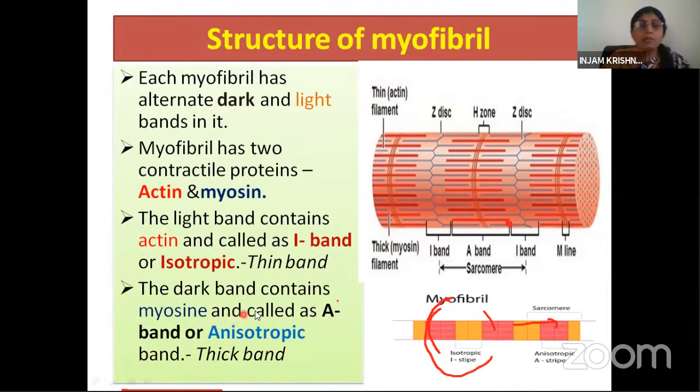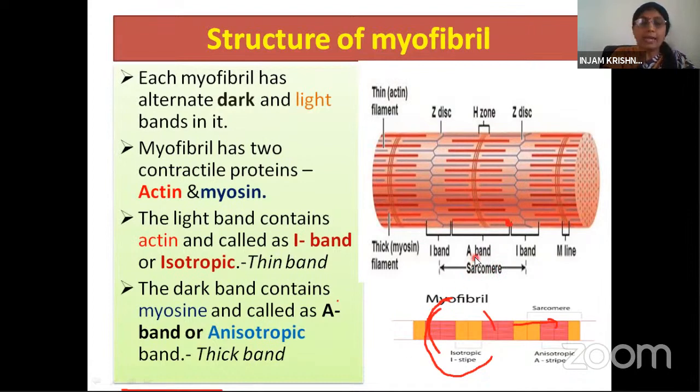Next, the dark band contains myosin and is called A band or anisotropic band. Yes, see here, it is the A band. It is in dark color. Why? Due to the thickness of this filament, and then this filament. Which filament? Already I told you, this is the actin filament. This is thick, this is thin, and this is thick. Both of them overlap and give the dark color. It is called A band.